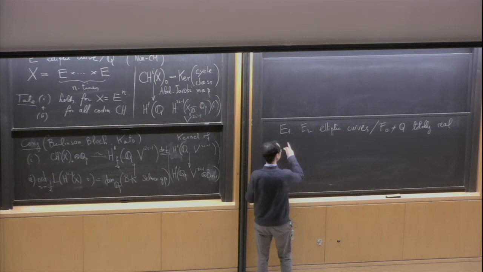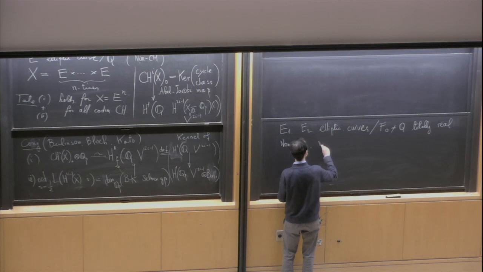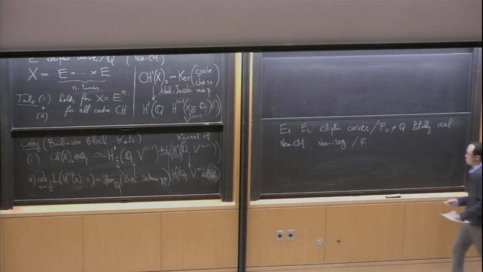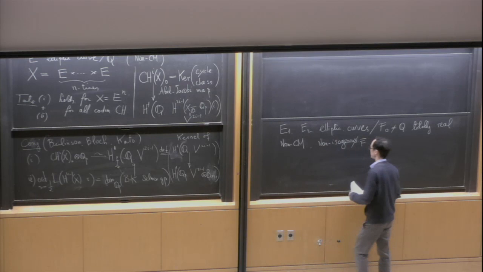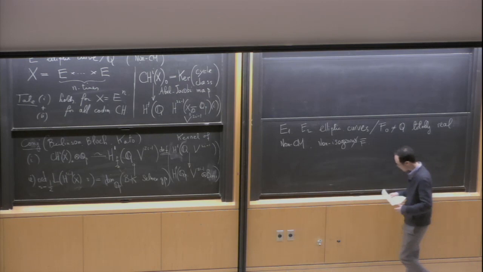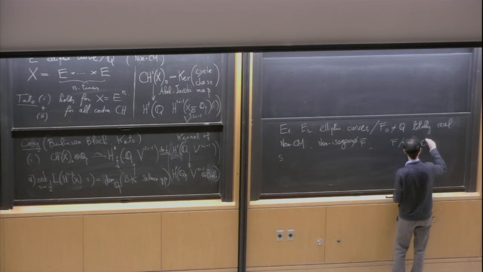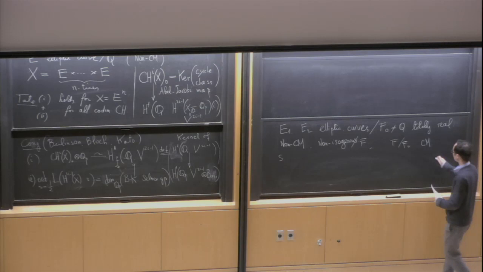So I have assumed that they are non-CM, so there's no complex multiplication, and also they are not isogenous to each other over F bar, over the algebraic closure, so geometrically non-isogenous. Then I also have to assume, let's also take a quadratic extension, a CM quadratic extension. So a totally imaginary quadratic extension.